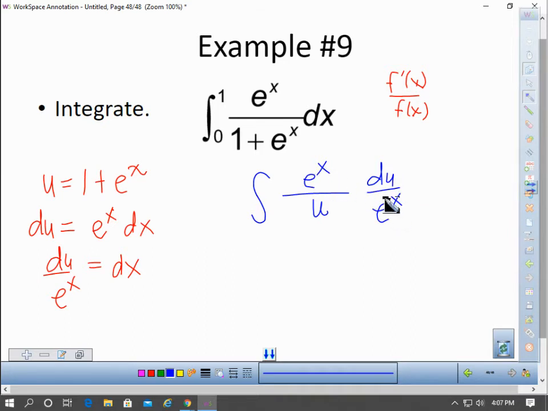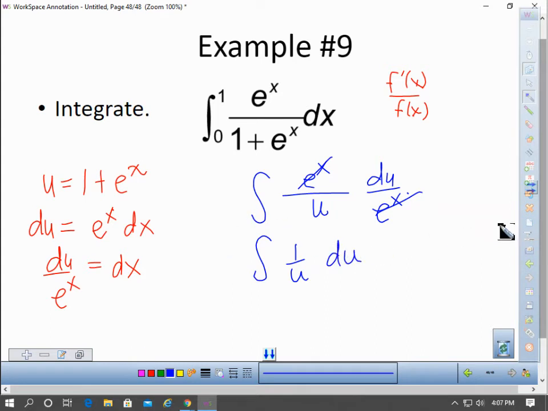Notice the e to the x cancel. All right? So the e to the x's cancel. So I have no coefficients because these are gone. I guess the only coefficient you could think of would be a 1, but I'm not going to write a 1. And then my function is 1 over u. So this is 1 over u du.